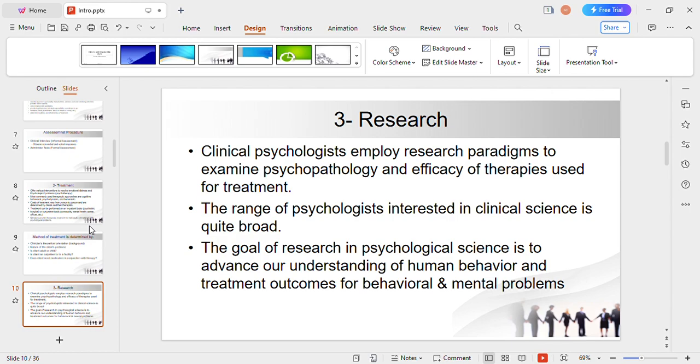For example, I want to check the efficacy of acceptance and commitment therapy for depressive patients. So I can conduct many experiments to see its efficacy and recommend other people to use the same particular therapy in the same way in their clinic. So yes, it has a broad domain. So the goal of research in psychological science is to advance our understanding of human behavior and treatment outcome for behavioral and mental health problems, which is very obvious.